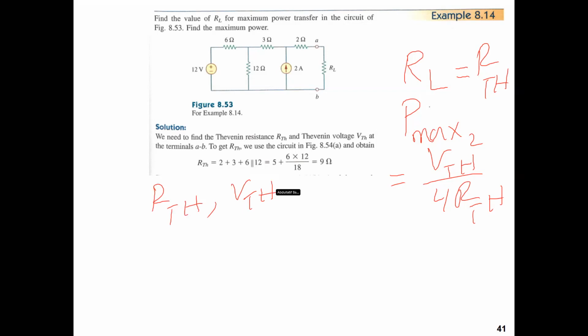So to find VTH, we have to remove RL. Regardless of what we need to find, whether RTH or VTH, we have to remove RL. So let's find VTH first.